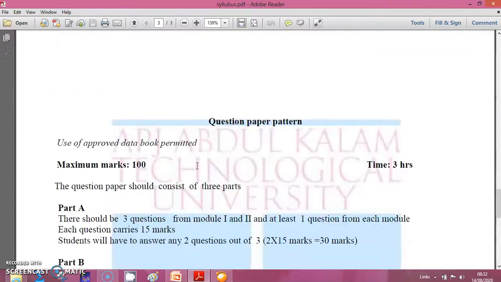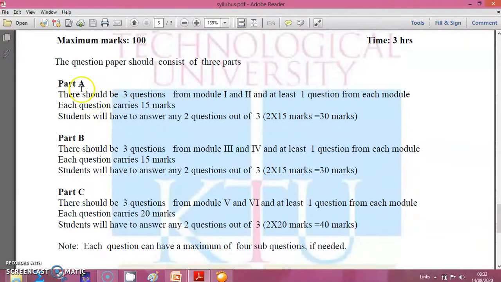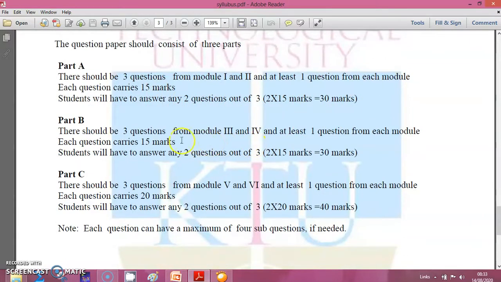Now we'll see the question pattern. It is for 100 marks university question, and it consists of part A, part B and part C. You can see 3 questions from module 1 and 2 and at least 1 question from each module, and it carries 15 marks. So you have to answer 2 questions, that is for 30 marks. Similarly, part B, it consists of 3 questions from module 3, 4, and then it is also for 15 marks and you have to answer 2 questions, total 30 marks.